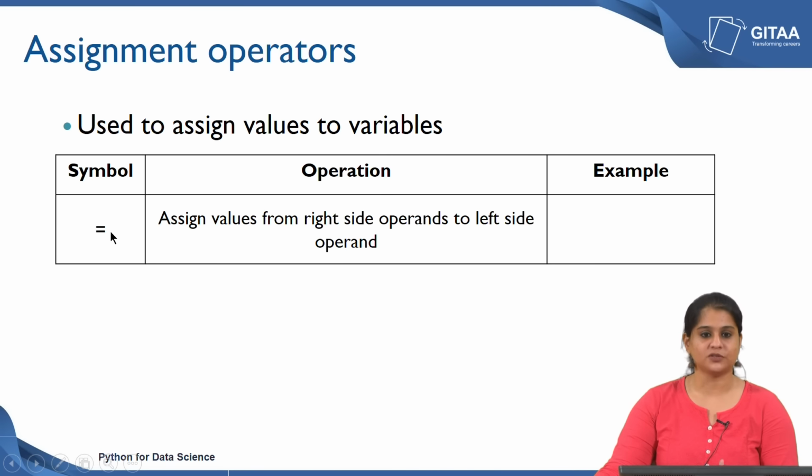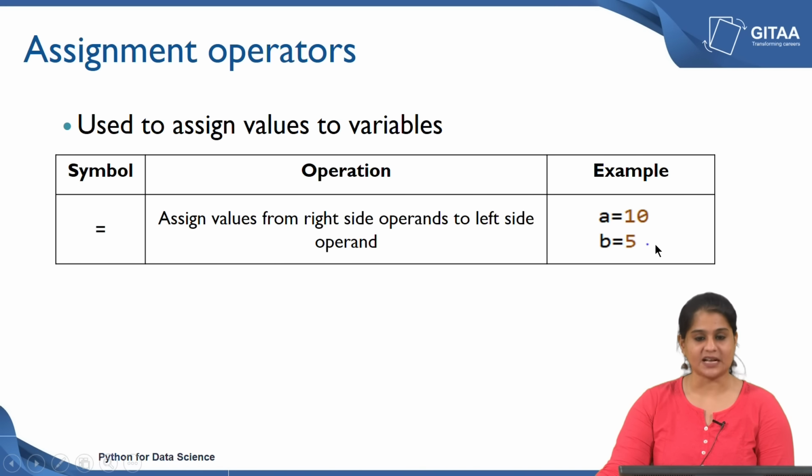Now, this is the most commonly used assignment operation, and that is because whenever you want to create a variable, you want to assign a value to it. We have learned how to use this operator in our earlier lectures. What it basically does is assign values from the right side operand to the left side operand. The left side operand is the variable name and the right side operand is the value that is given to the variable. Let us take an example in this case.